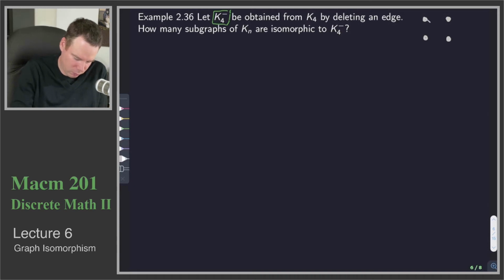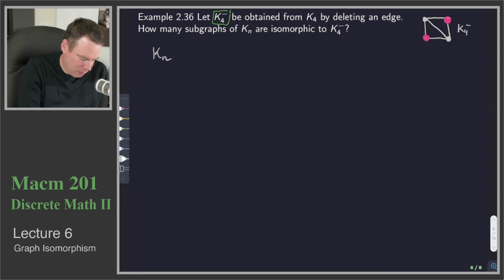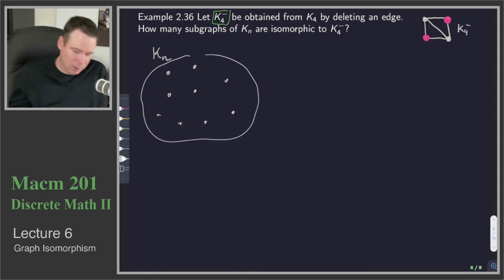So here's K4, and I've removed an edge from it. Which edge have I removed? I removed the edge connecting that vertex to that vertex. So this is K4 with an edge removed. So how many subgraphs of Kn are isomorphic to K4 with an edge removed? Let's get a feel for what's happening here. I've got Kn, with lots of vertices. I'm just going to imagine I've got this big blob, which is Kn here.